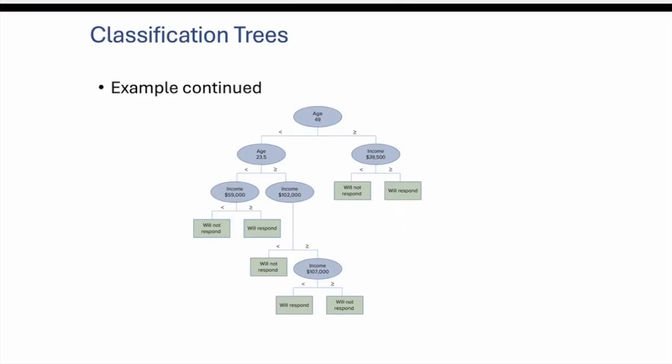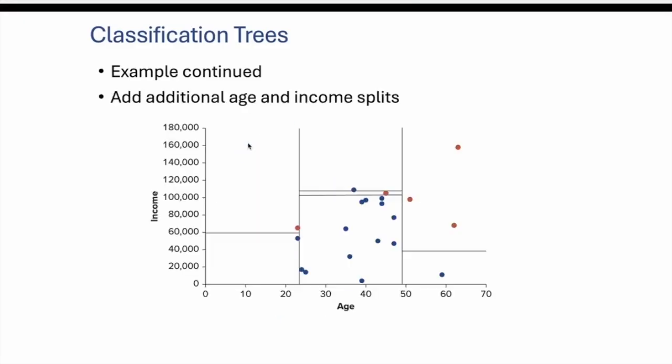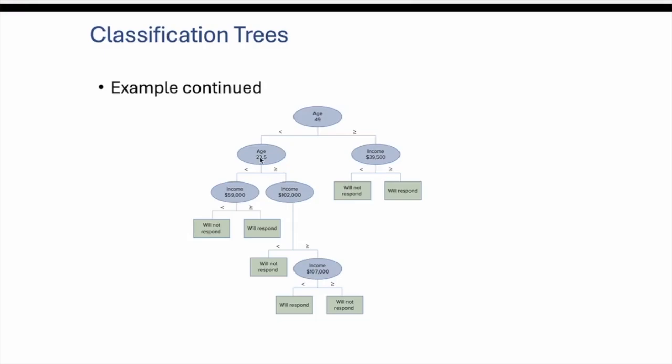Then we come up with this full-grown tree, which starts with the age. If the age is greater than 49, we're going to go to the right. Then the other split is going to be the income. If the age is less than 49, the other split is still going to be the age. We have to do another split for the age, and this is clear from here, at 23.5. Then the other split is going to occur in the income until we get to the pure nodes.